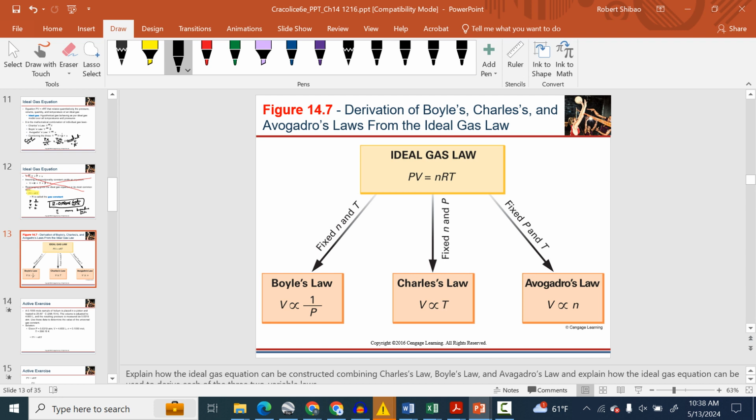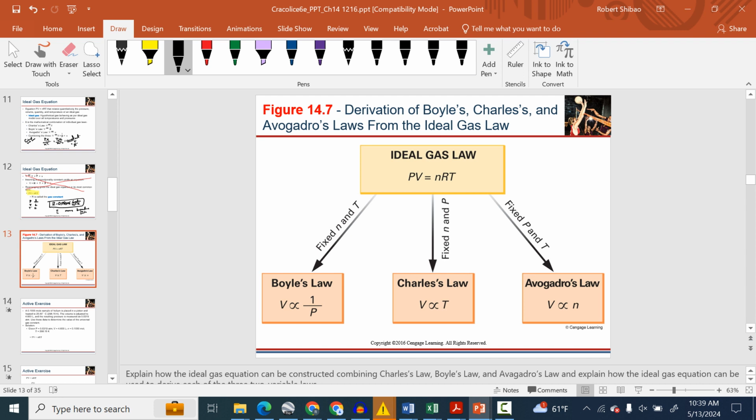Let's make some assumptions. For Boyle's law, we assume that the volume and the temperature are constant. Charles' law, we assume that the pressure and volume are constant. And Avogadro's law, we assume that the pressure and temperature are constant. By making certain assumptions, we can derive these simpler gas laws. The only gas law we need to know is the ideal gas law. This makes our life a lot easier, because all we need to do is memorize one law, and that's it.